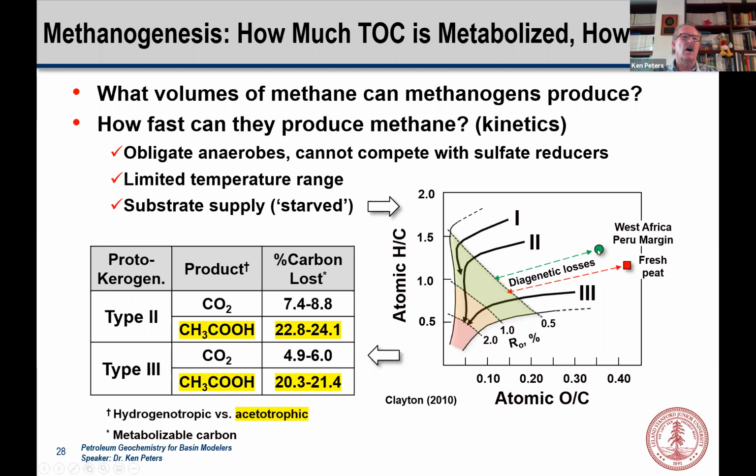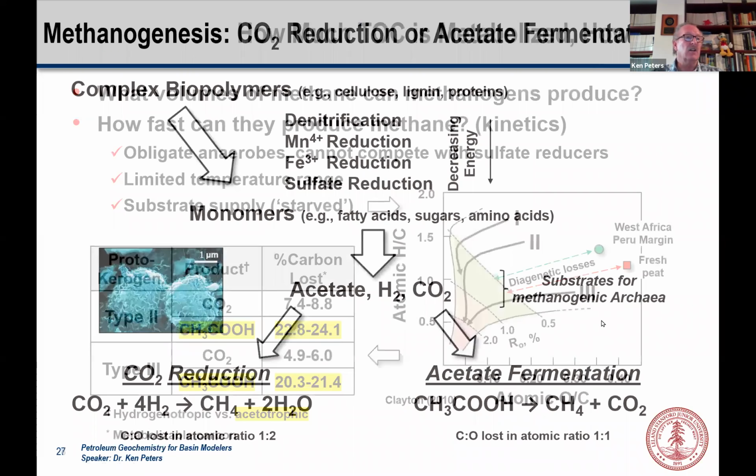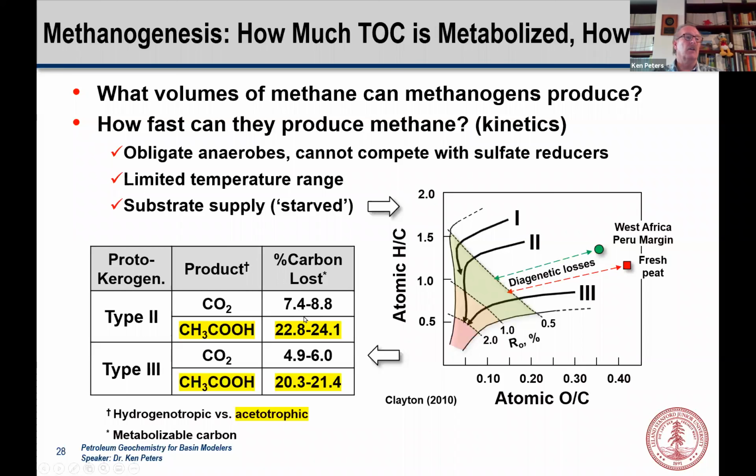of hydrogen and of oxygen. Well, I just told you what those ratios were between the different methods, CO2 reduction and acetate fermentation. If you look at that and do a calculation of the amount of carbon that's going to be lost as a result of these products, you're going to see for type 2 or type 3 organic matter higher values for the amount of carbon lost by acetate fermentation than by CO2 reduction. Okay? So that's an interesting observation. Here's the acetotrophic or acetate fermentation.